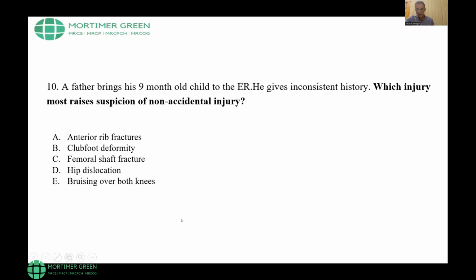There are a lot of conflicting opinions. Some of you have said C, some of you have said A. The answer is C, because the answer for non-accidental injuries is posterior rib fractures and not anterior rib fractures.